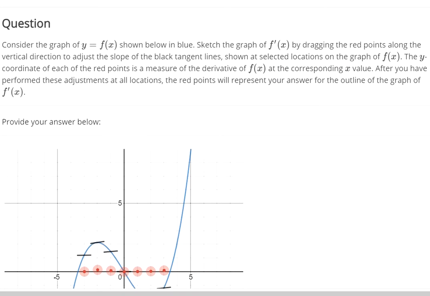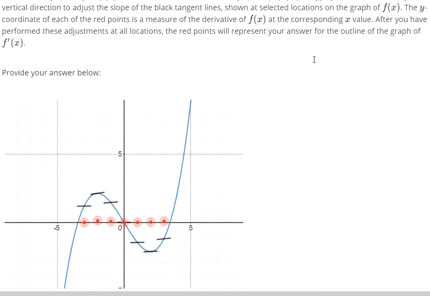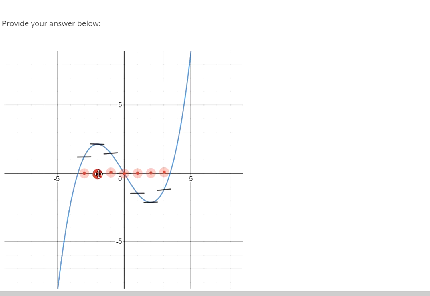So we have another graph. This one looks like it's maybe cubic. I was supposed to sketch the graph of the derivative of x by dragging the red points along the vertical direction to adjust the slope of the black tangent lines. Oh. Okay, well, here, I'm going to start with this one. At x equals -2, it looks to be a slope of 0. So I think that's what they mean by the red dot.